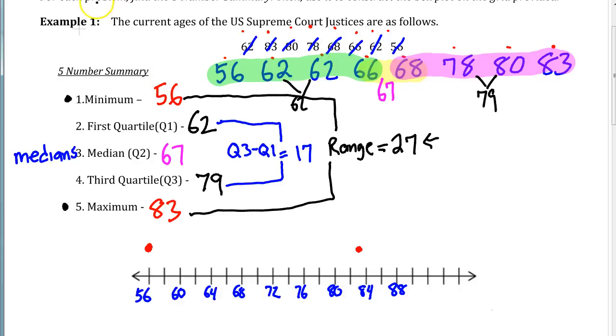Your quartiles, all three of them, including the median, are just vertical lines. So you put a vertical line at 62. And then we got a vertical line at 67. And then another vertical line for the third quartile at 79.